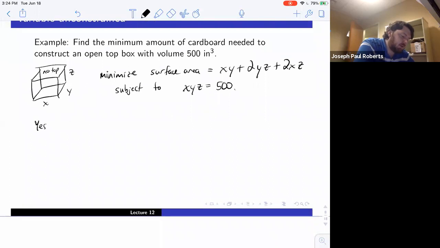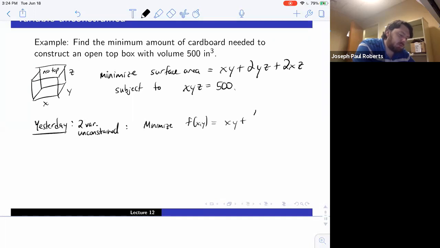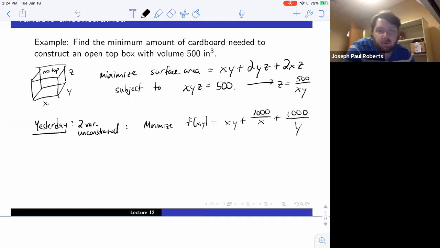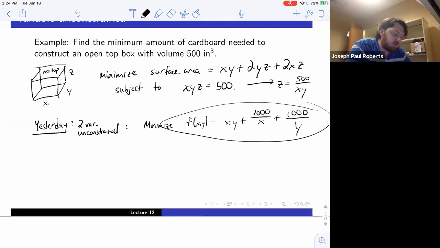So yesterday, which was the two variable unconstrained approach, was to minimize, we could call it f of x, y equals xy plus 1,000 over x plus 1,000 over y, because we were able to solve for z in the volume equation and replace that in the surface area equation to get surface area only in terms of x and y.